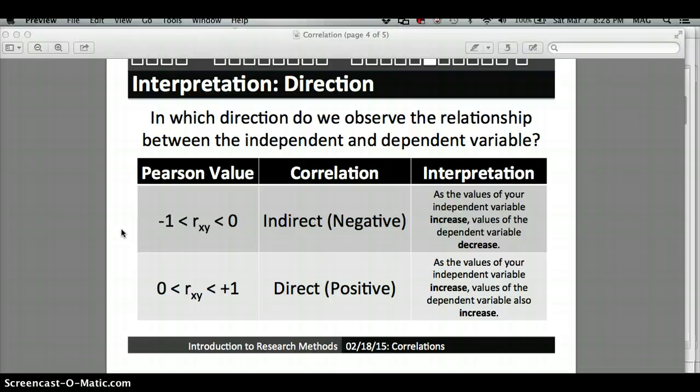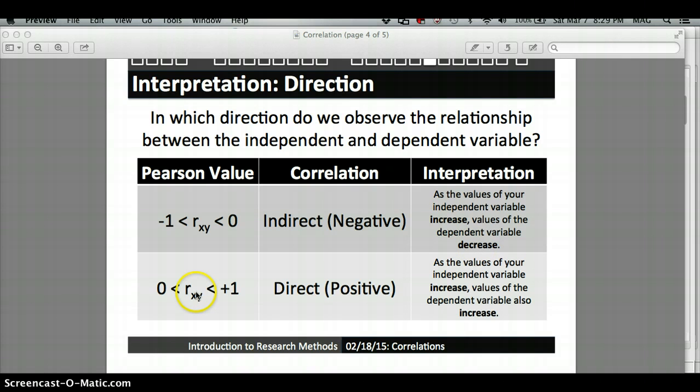Pearson will always be between -1 and +1, and if we were just looking at the sign of that value, whether it's negative or positive, that tells us whether the variables are indirectly or directly related. So here in the first row, if you have a negative Pearson value, that shows you have an indirect, inverse, or negative relationship. The interpretation of this is, as the values of your independent variable increase, the values of your dependent variable decrease. So this relationship is in fact inverse.